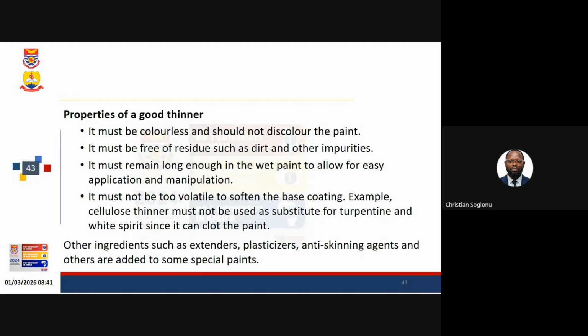So as said before, you cannot substitute turpentine and white spirits. Spirits can easily break down paint, can easily break down pigment into some form. The cellulose thinner will rather maintain the color of the paint and maintain how the pigment or the paint will be adhered on the surface.